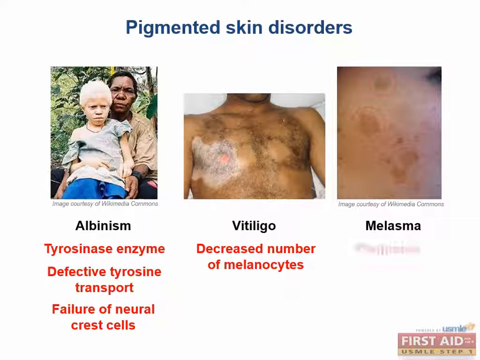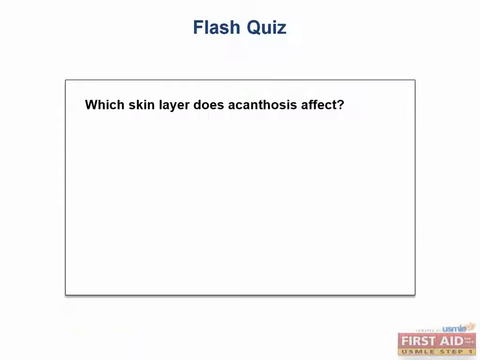A final skin pigmentation disorder is the one seen in pregnancy, which is called melasma, or the mask of pregnancy. What else might cause melasma? We often see this in patients who are using OCPs, which clearly indicates the role of hormones in this hyperpigmentation. Which skin layer does acanthosis affect? The spinosum.